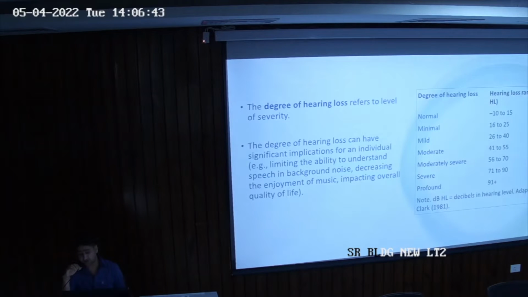Decibel hearing loss is decibel in hearing level. The degree of hearing loss can have significant implications for an individual, like limiting the ability to understand speech in background noise, decreasing the enjoyment of music, and impacting overall quality of life.